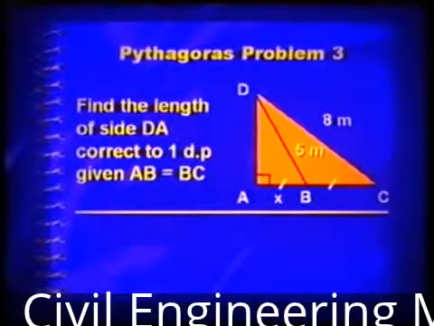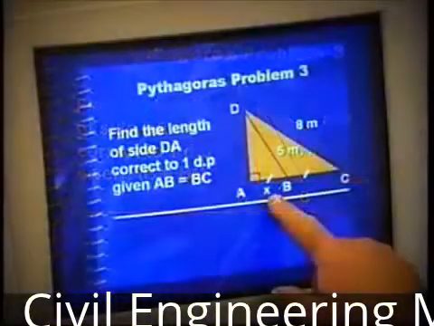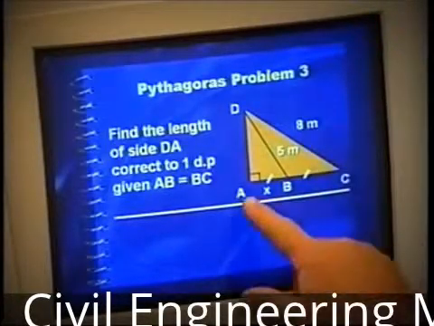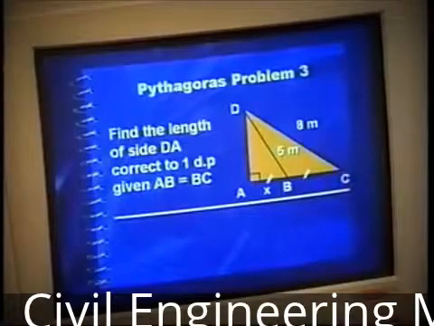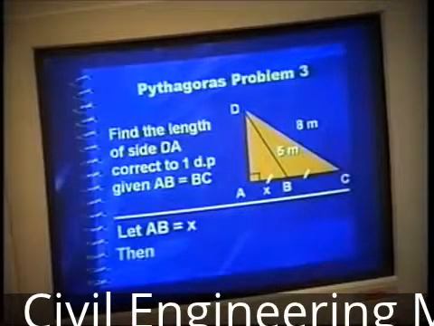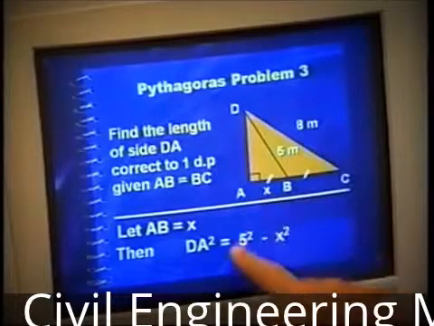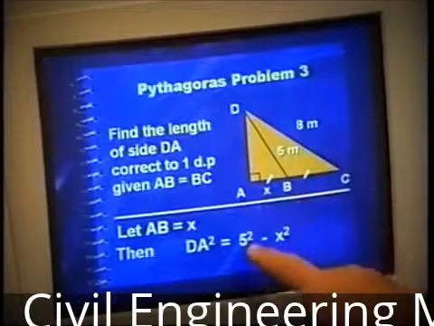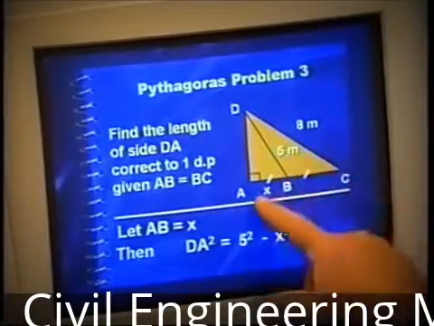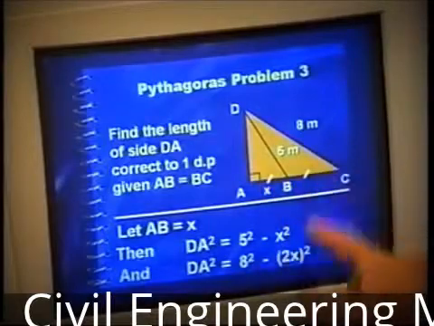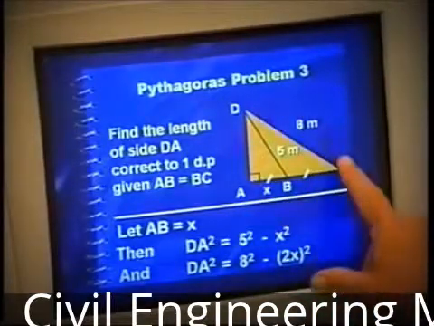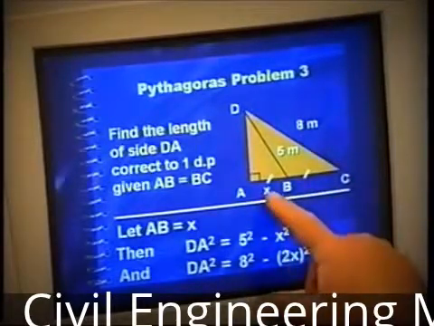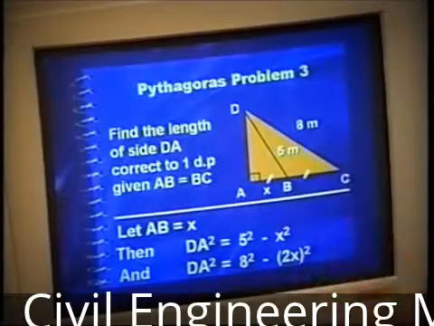Here we've got a triangle. That value there is x. We know that side is 5, that is 8 meters, and we know also that AB is equal to BC. Now, how do we go about it? We let that AB side be x, and then from Pythagoras we know that dA squared must be equal to 5 squared, the hypotenuse squared, minus x squared. But we also know in the big triangle that dA squared must be equal to the hypotenuse squared minus AC. Now AC is, if that is x and that's x, must be 2x. See, here we get into algebra.